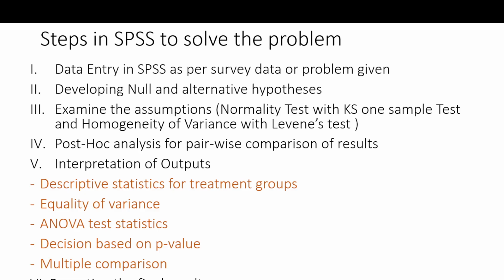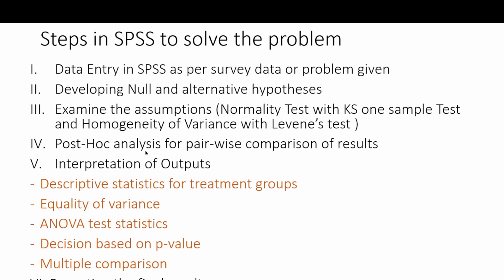The first one is you have to make data entry in SPSS as per the survey data or the problem given. Developing null and alternative hypothesis, you are required to examine two assumptions statistically. The first one is normality check by applying KS one-sample test and homogeneity of variance with Levene's test.